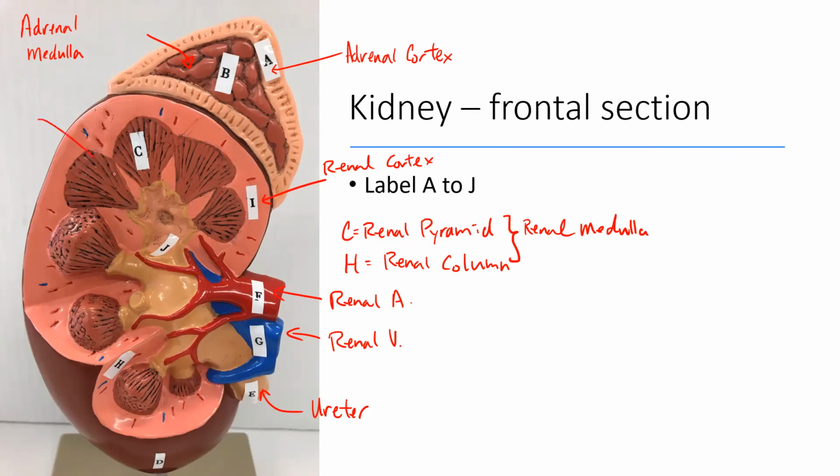J here is the renal pelvis. And D is just referring to the casing, so that would be the renal capsule.